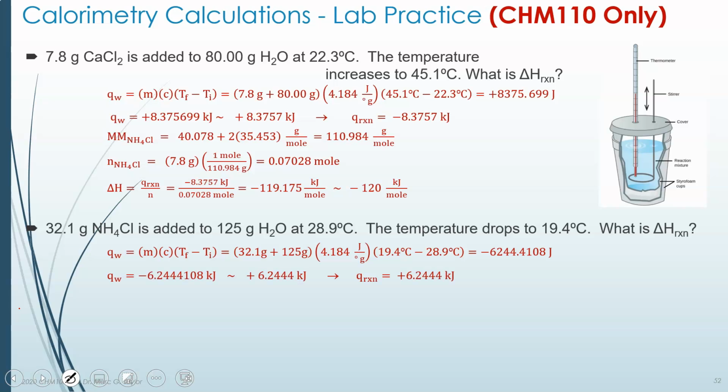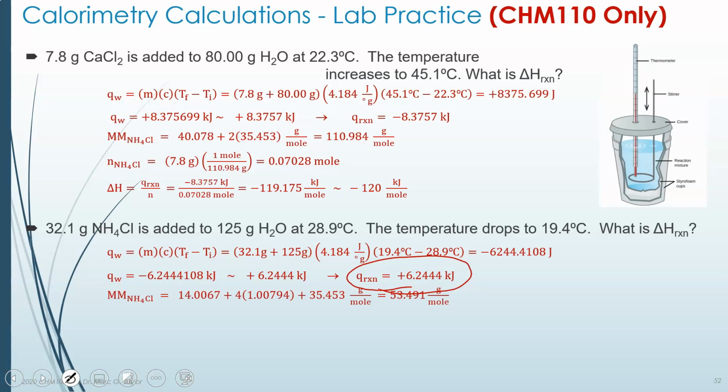And because of that, remember, the heat of the water is always going to be the negative of the heat of the reaction. We take the negative value and we convert it to kilojoules, and we get that the heat of the reaction in this case is positive 6.2444 kilojoules of energy. In other words, this is a positive energy change because the temperature has gone down in this case.